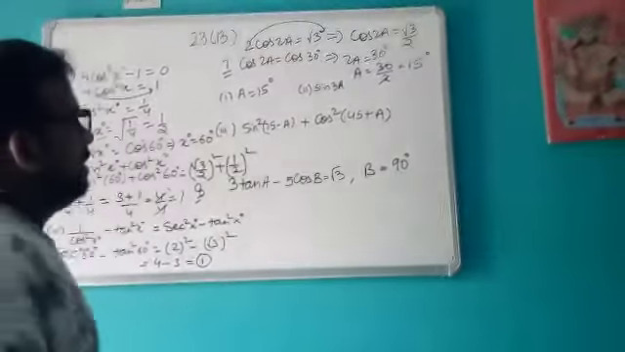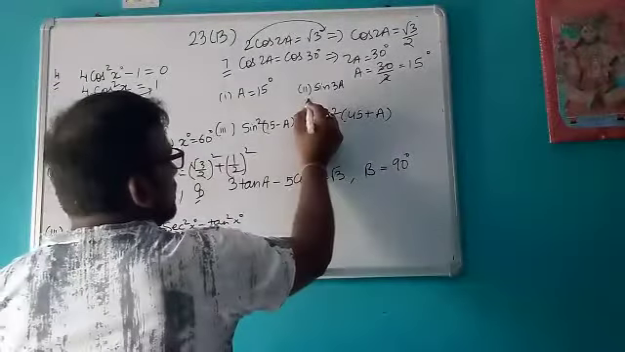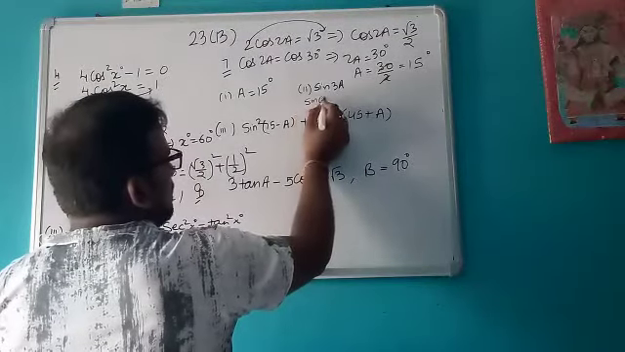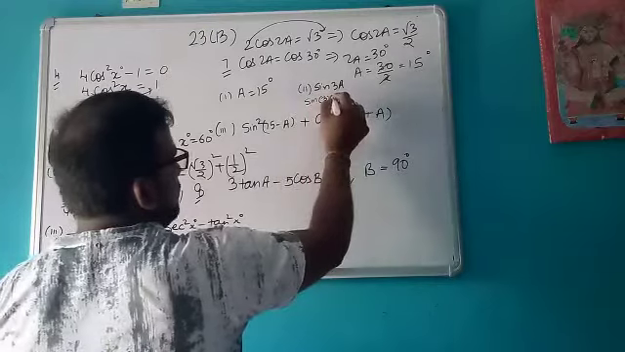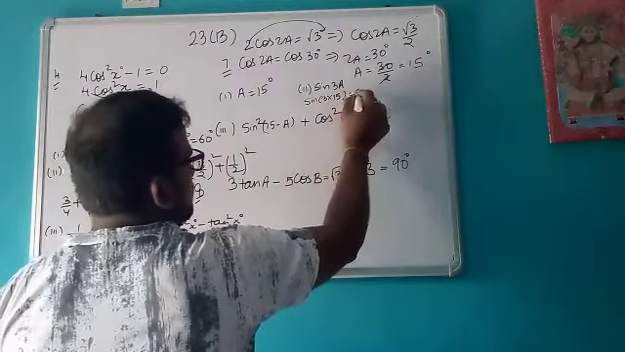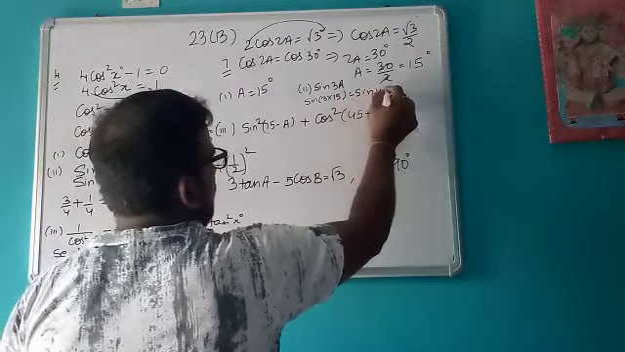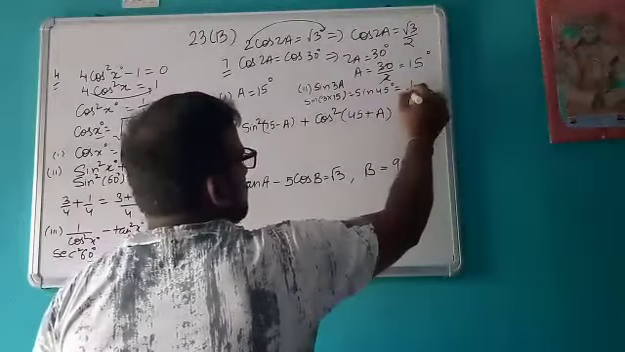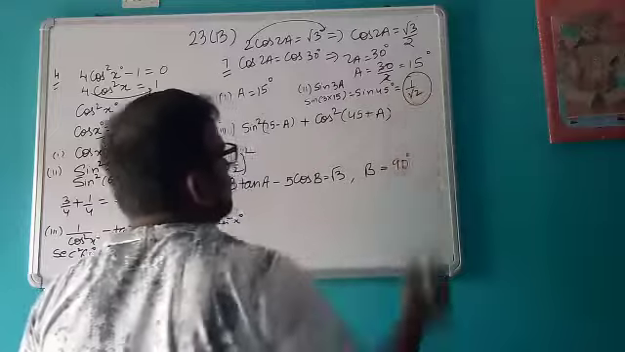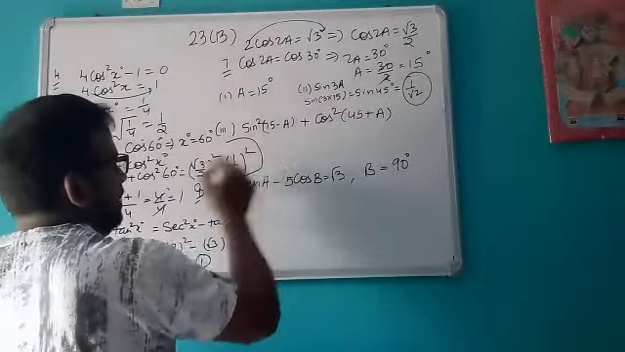Okay. Now what is sine 3a? Sine, what was a? A is our 15. So that is sine 45 degree. And you should know the value of sine 45. That is 1 by root 2. Next, we have to find the value of this part.